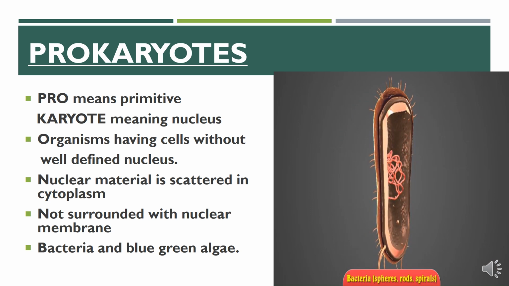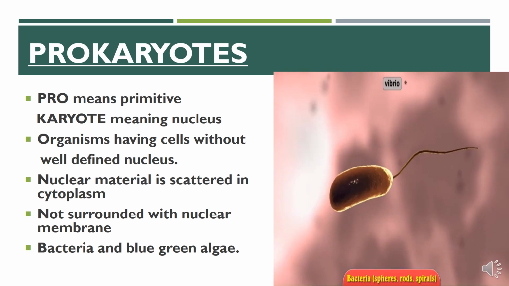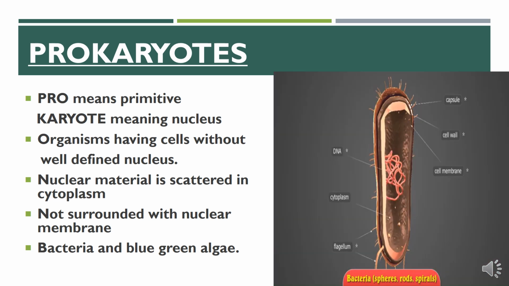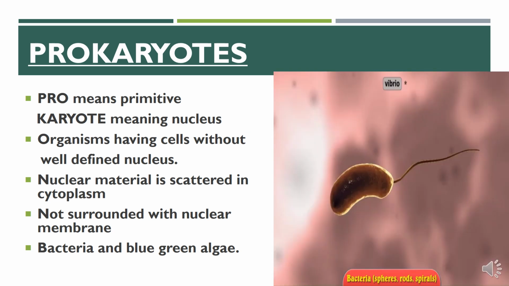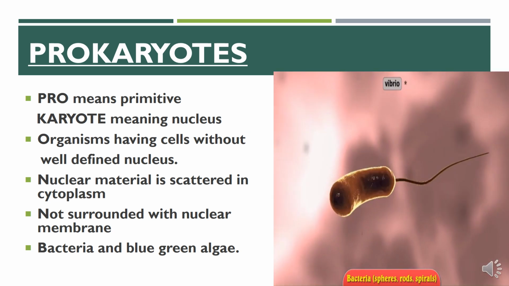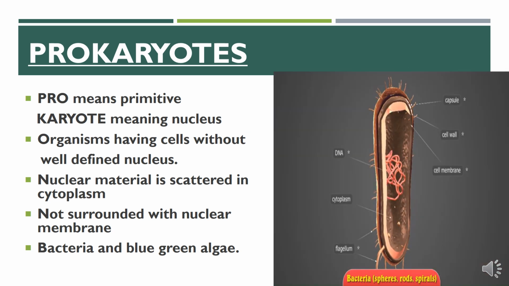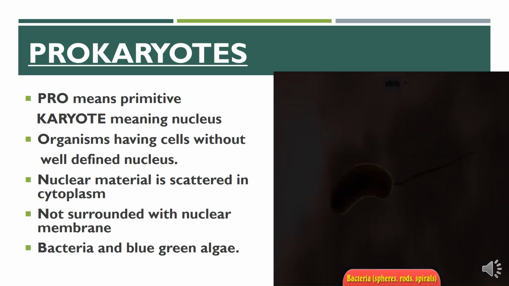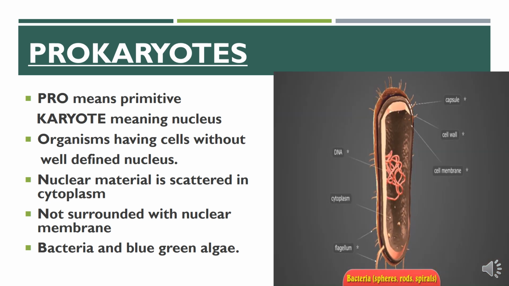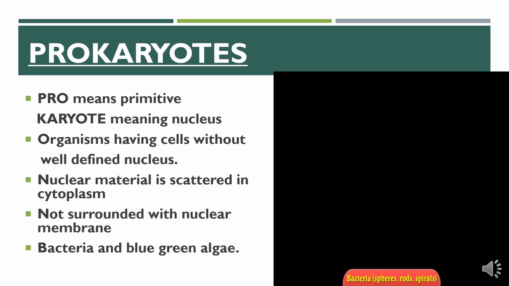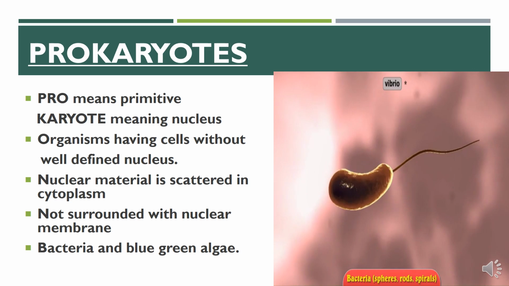Let us discuss what this word means. Pro means primitive. Primitive means not properly developed, and karyote means nucleus. These kinds of organisms have cells without a well-defined nucleus and nuclear material is just scattered. DNA जो है scattered है cytoplasm में, कोई उसके ऊपर covering नहीं है. And it is not surrounded by nuclear membrane. And the examples of such organisms are bacteria and blue-green algae.